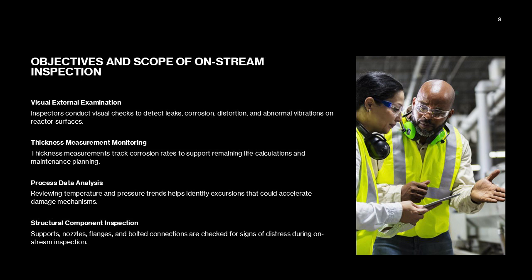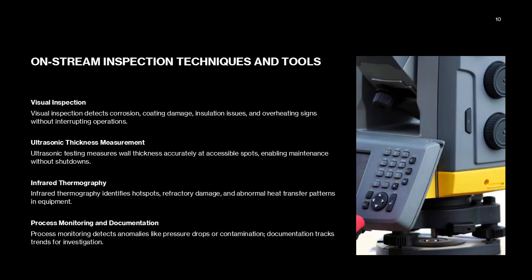While on-stream methods cannot replace internal inspection, they provide essential data for risk management and inspection planning. Typical on-stream inspection techniques include external visual inspection, ultrasonic thickness measurement, infrared thermography, and leak detection methods. Visual inspection focuses on identifying corrosion, coating breakdown, insulation damage, and signs of overheating.